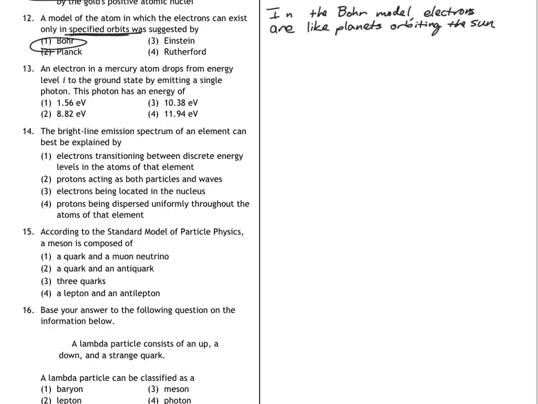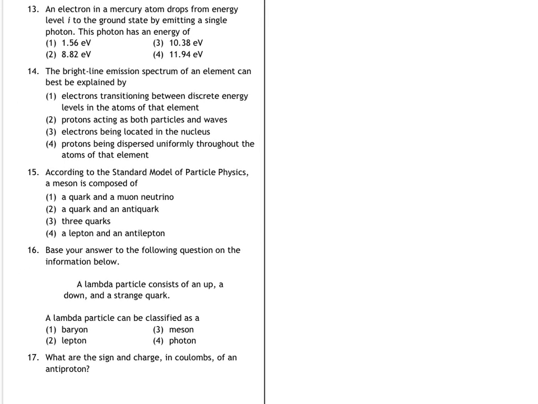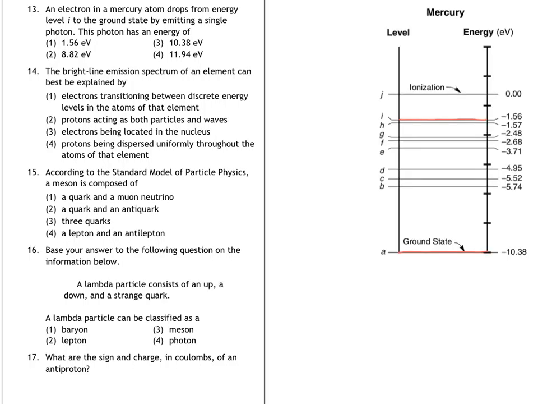For number 13, we have an electron in a mercury atom, and it's dropping from energy level I to the ground state. So again, from I all the way down to the ground state. The difference in energy between those two is 10.38 minus 1.56, which gives you an 8.82 electron volt difference. And that means that the photon would also have that energy.